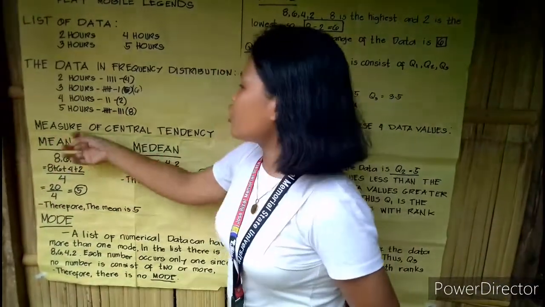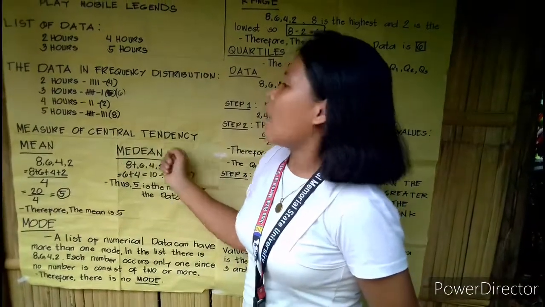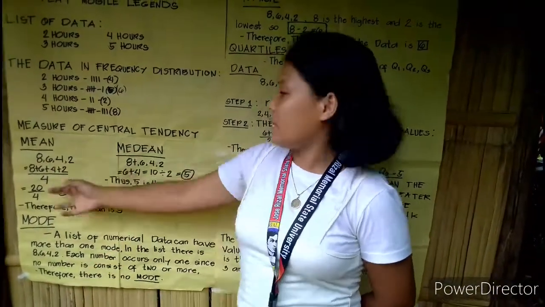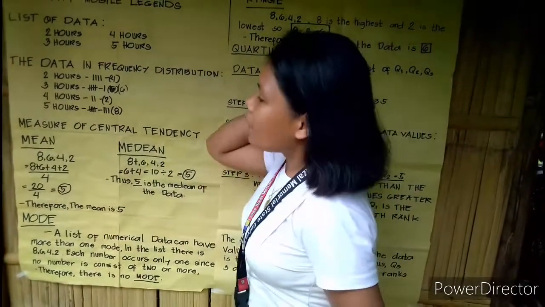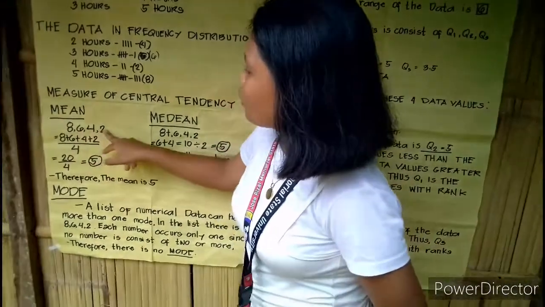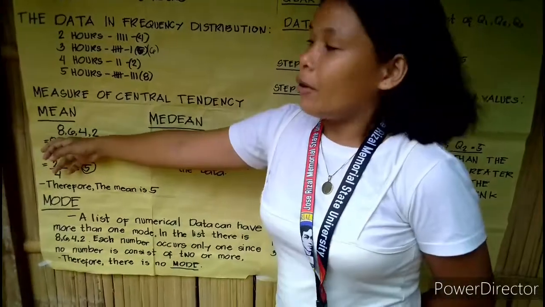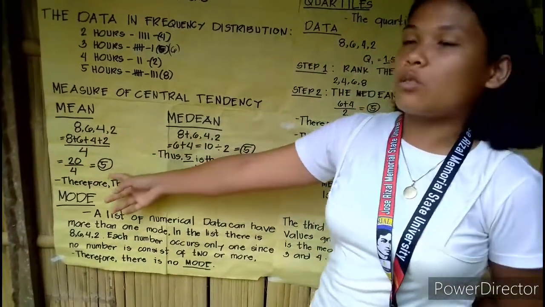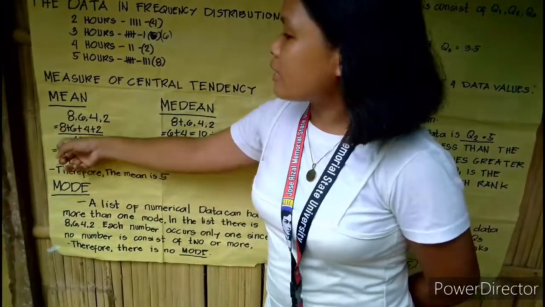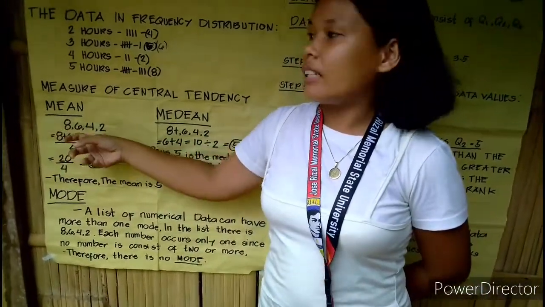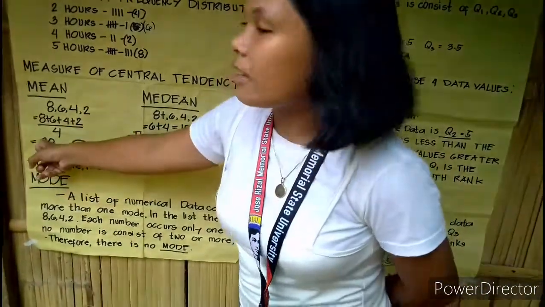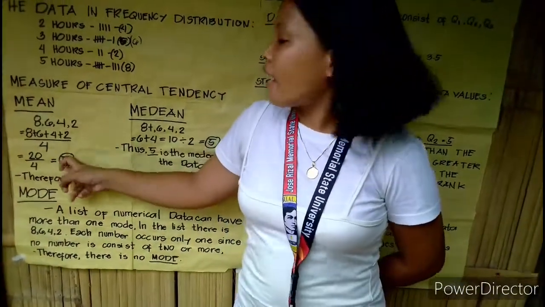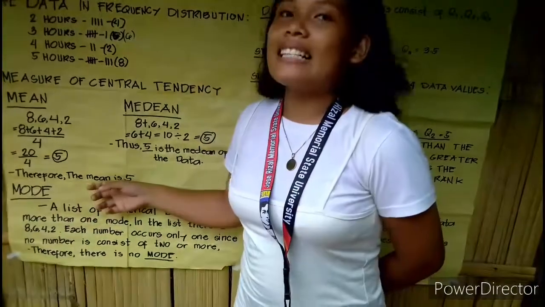So, measure of central tendency. In measure of central tendency, we need to find the mean, the median, and the mode. So, 8, 6, 4, and 2. So, let's add them all. So 8 plus 6 plus 4 plus 2 is equal to 20 over 4 since there are 4 values only. So 20 divided by 4 is equal to 5. So that, therefore, the mean is 5.